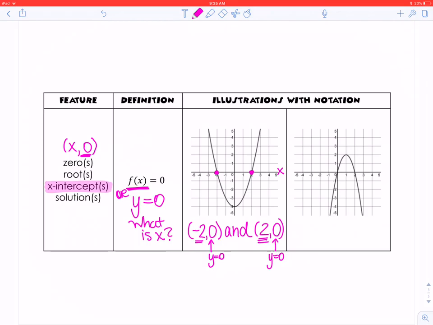Zeros, roots, x-intercepts, solutions. Okay, for your last graph, we have two x-intercepts as well at 0, 0, and 2, 0.